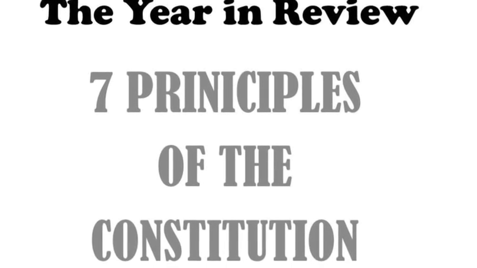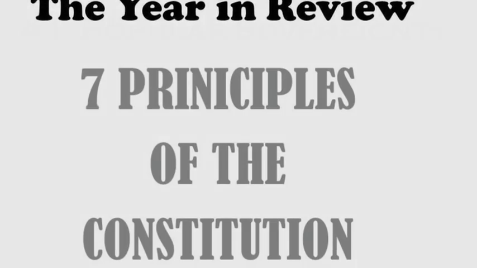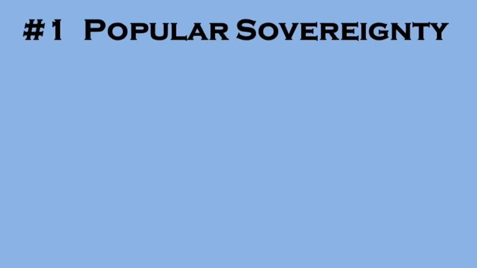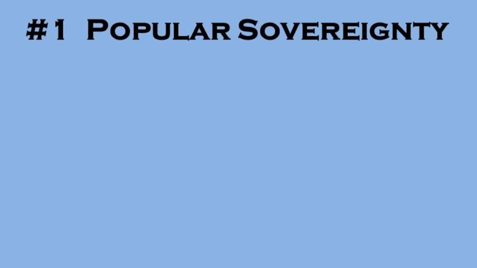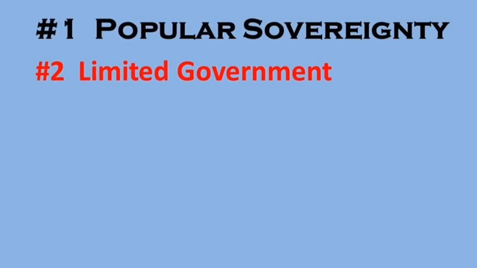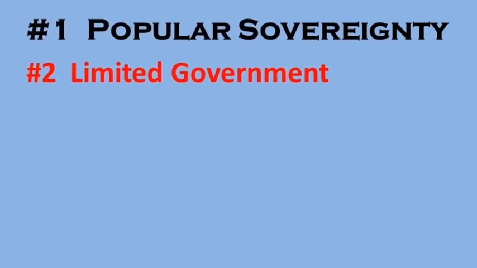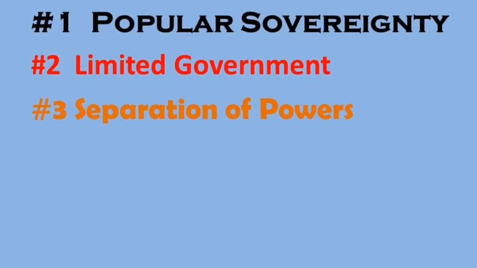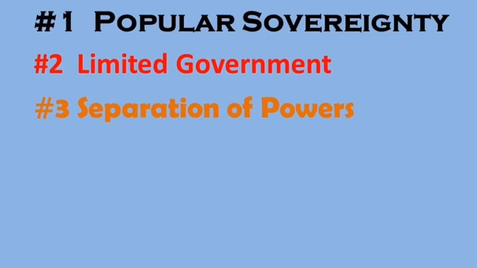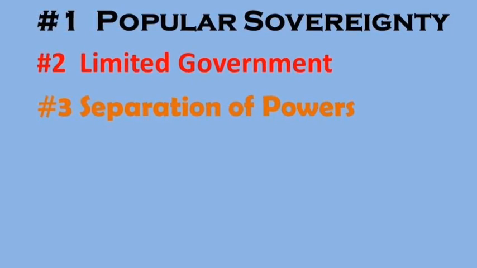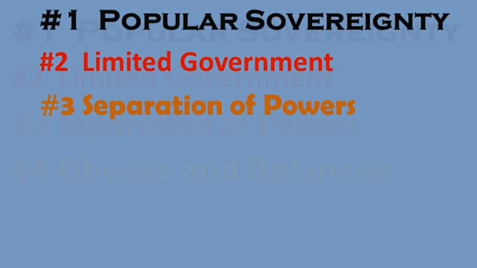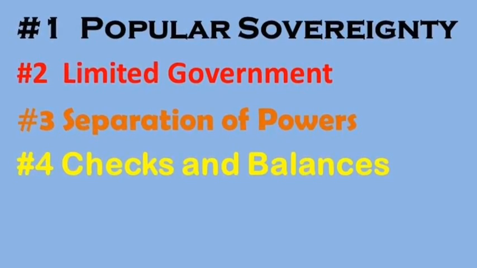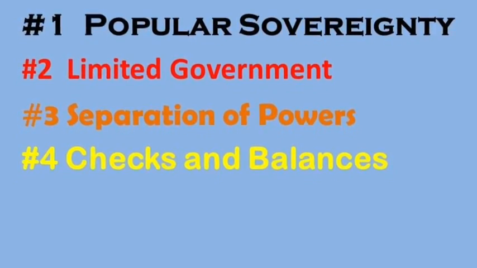And lastly, you're going to want to go over and study the 7 principles of the Constitution. They are popular sovereignty, or the idea that people rule. Secondly, limited government. There are some things the government cannot do. Third, the separation of powers, legislative, executive, and judicial. Fourth, checks and balances, the fact that the branches can't take too much control over the other.